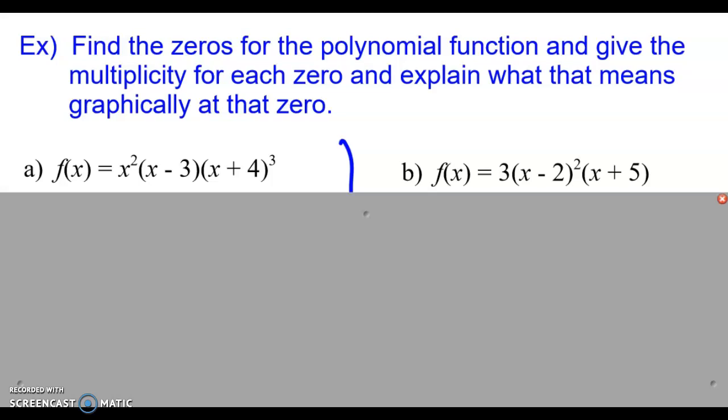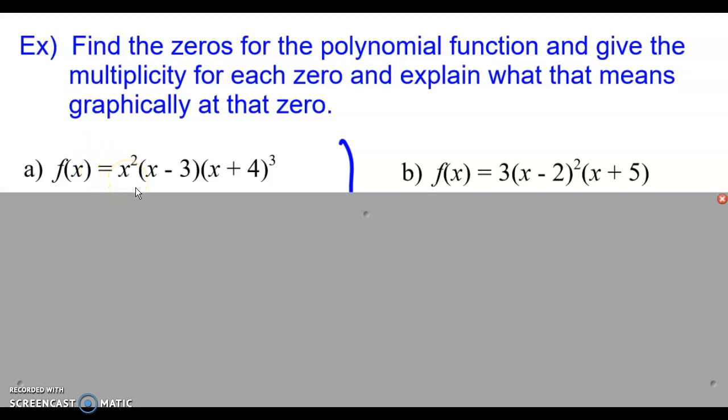Okay, let's see if we can actually find the zeros of a polynomial function. In this first example, I'm given the function and it's in factored form. So that's going to make finding the zeros a little bit easier because a zero is what makes my function equal to 0. If I have the factors, I just look at each individual factor and say what makes that factor equal to 0. So for this first example, we're going to have x squared.